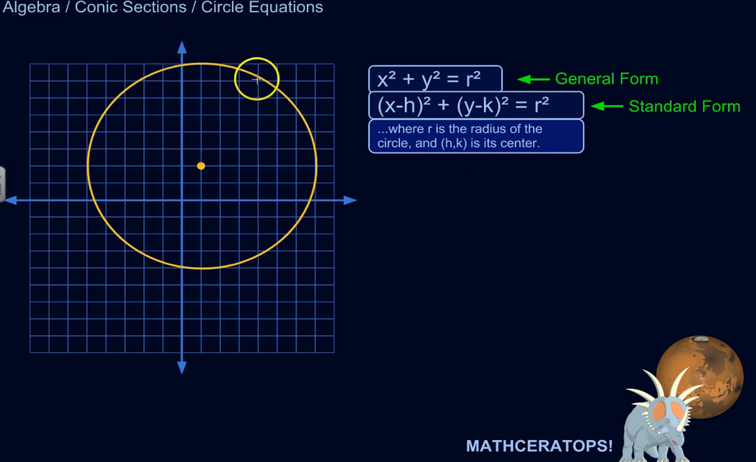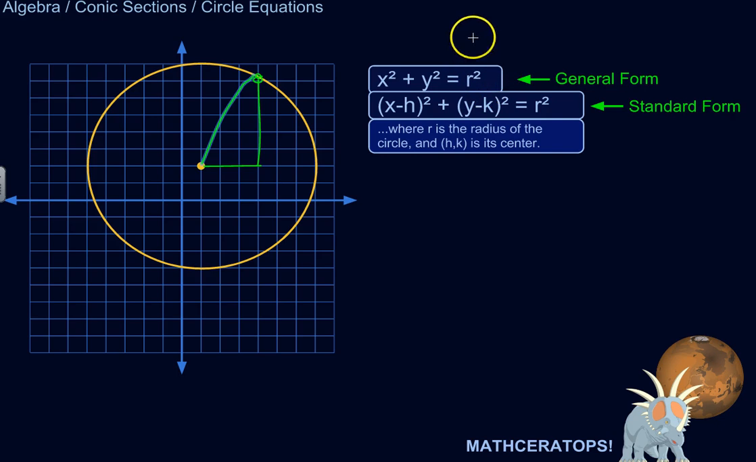Say we have a point right there, (x, y), radius, right triangle. Okay, so that's where it comes from. So that's the general form. X squared plus y squared equals the radius squared.